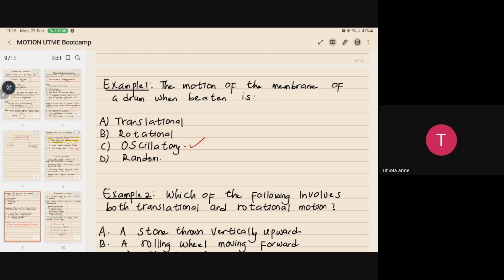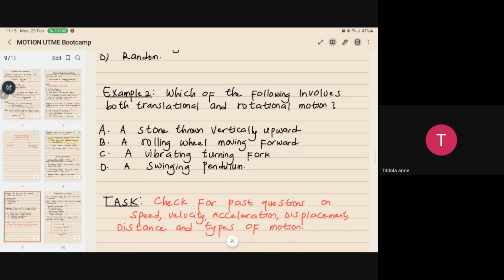Now example 2 says, which of the following involves both translational and rotational motion? Who answers that one for us? Let's see your answers. My eyes are on the chat to see our responses. All right, go ahead.